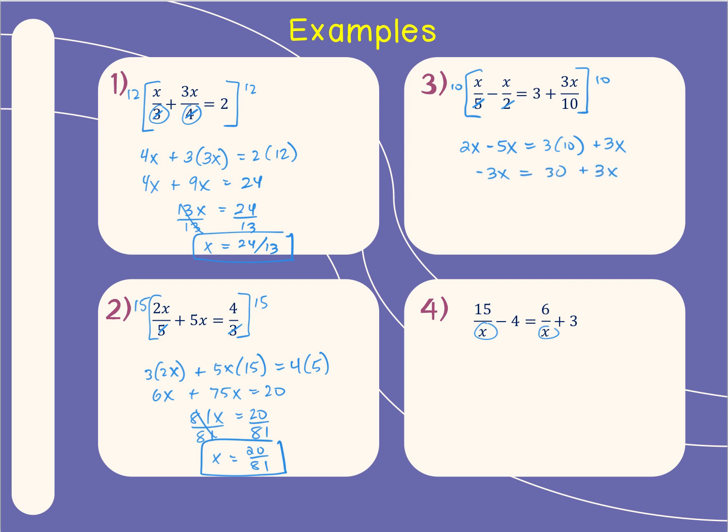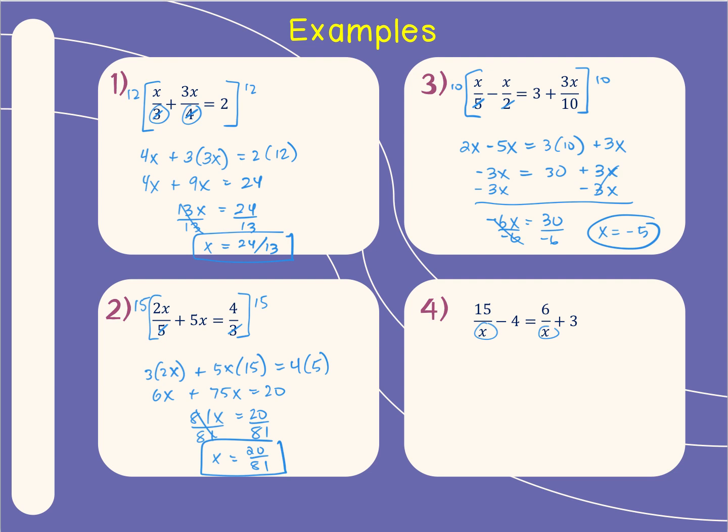Do not stop here and think that the 3's cancel out. Please follow through and do the math correctly. Subtract 3x from both sides. You're going to see that you're going to get minus 6x equals 30, and then you're going to divide by minus 6, and you're going to get x equals minus 5.